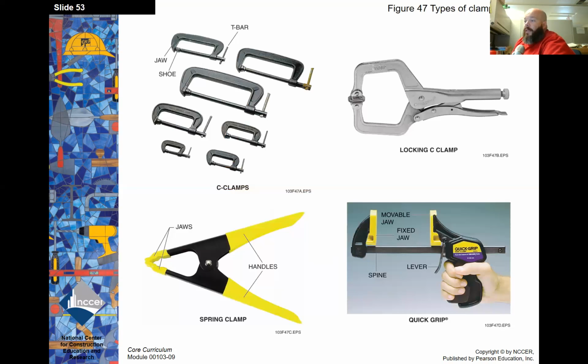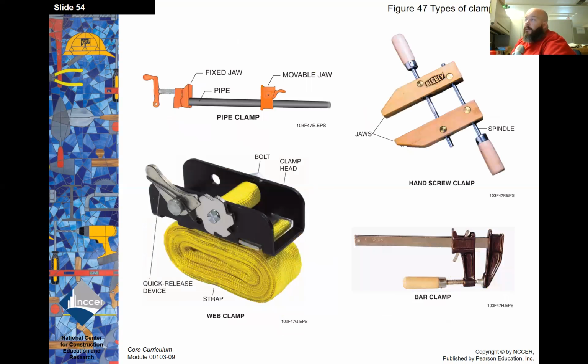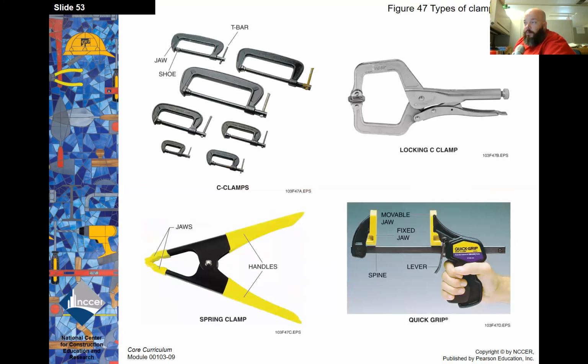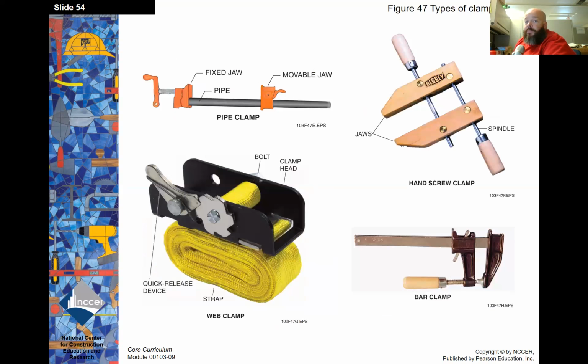Okay, some different types of clamps: C-clamps, some locking C-clamps, a spring clamp, and then a quick grip. We had a few of those out there you were using as well. Okay, pipe clamps, hand screw clamps, bar clamps, web clamps. These are going to be a little more common in the construction trades or furniture making. We do occasionally have a need for something like a pipe clamp in welding. But more often than not, it's the locking C-clamps or the C-clamps we use a lot.